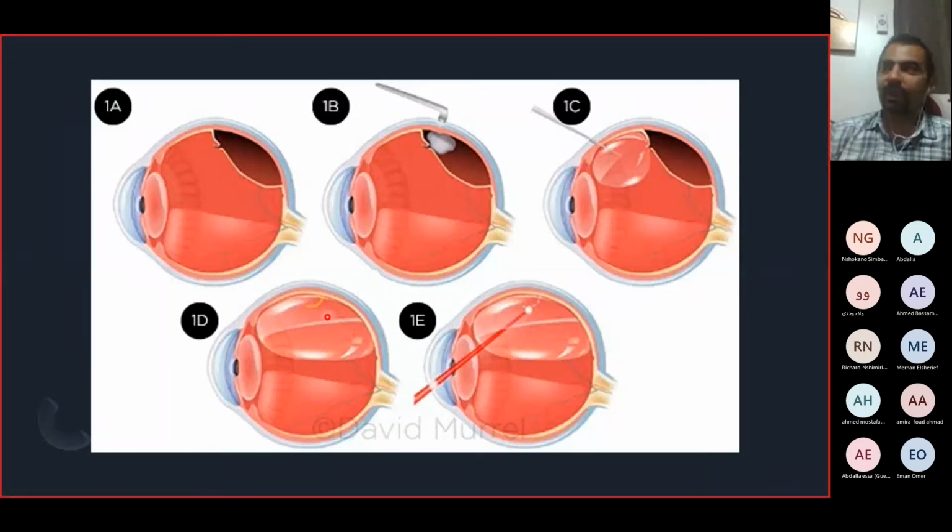Any problems with the pneumatic retinopexy? And what is the amount of gas to inject? Usually you inject 0.3 millimeter of gas. Okay. And we may want to do some paracentesis to decrease the intraocular pressure so that when the gas expands, it will not cause a sharp rise of the intraocular pressure.